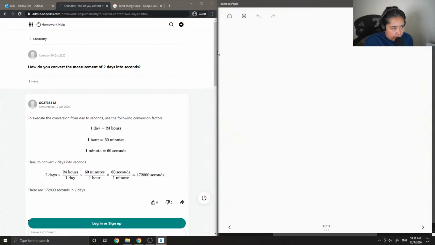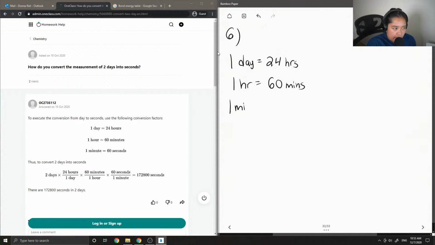Okay, so question 6. How do you convert the measurement of 2 days into seconds? Okay, so let's just write down all of the different conversion factors we need. So 1 day is equal to 24 hours. 1 hour is 60 minutes. And 1 minute is 60 seconds.